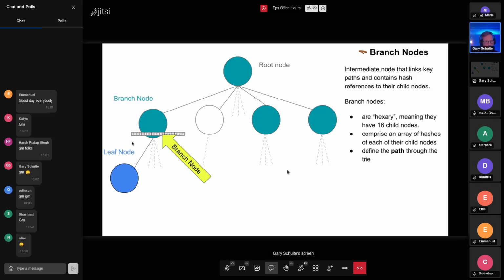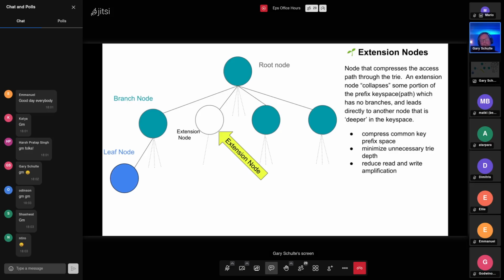So when you look at this branch node in a logical fashion, you can think of it as an array with 16 slots. So it's hexary. So 0, 1, 2, 3, 4, 5, 6, 7, 8, 9, A, B, C, D, E, F. You can think about those addresses in the array as indexed by a hex digit. They actually define the path through the tree. So as you're branching through the tree, you will go to the A slot or the 0 slot and traverse through the tree in that manner.